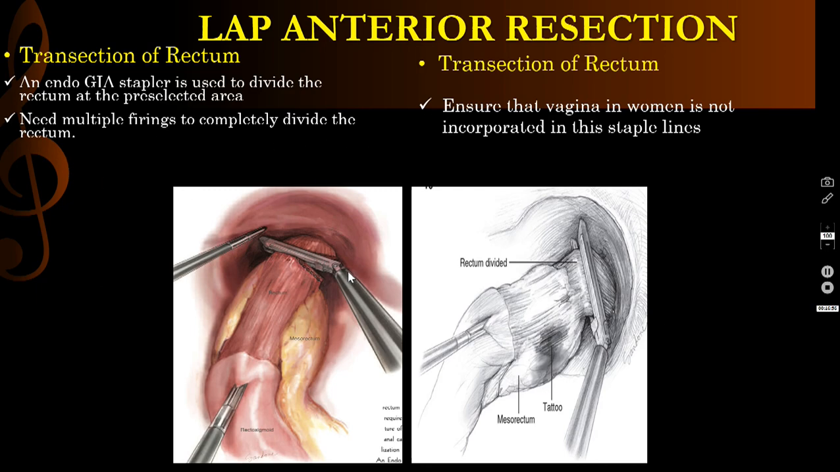Next step is transection of the rectum. After mobilizing the rectum both posteriorly along with the mesorectum as well as anteriorly, now we have to divide the rectum at the pre-selected area. An endo-GIA stapler is used to divide the rectum at the pre-selected area. So this needs multiple firings of this stapler to completely divide the rectum. Ensure that the vagina in women is not incorporated in this staple line. While you are doing these multiple firings, you shouldn't include the vagina in female patients.